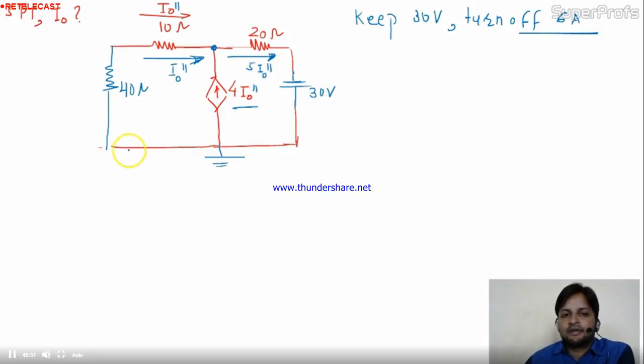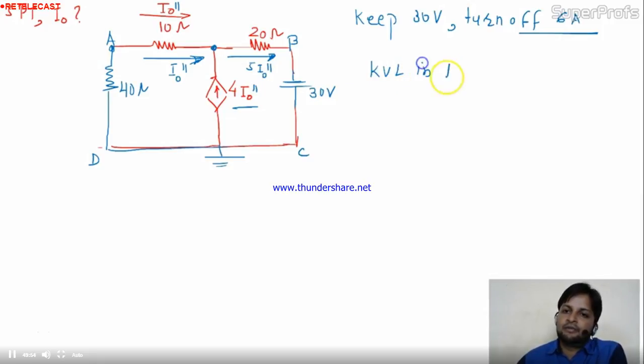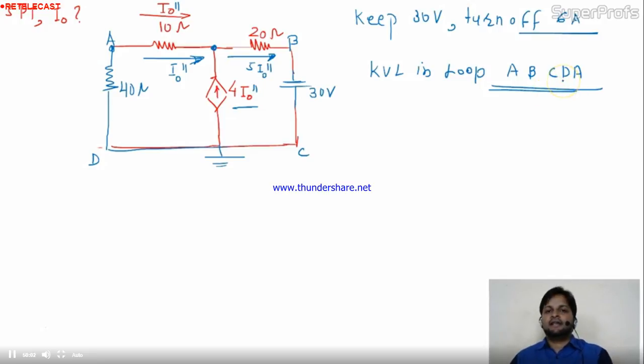Is it okay? So can I apply the KVL in this entire loop A, B, C, D? I'll apply the KVL in loop A, B, C, D, A. I can apply the KVL in any mesh or loop, whatever I want. Okay. So if I apply the KVL in this entire loop, I have only the value of I naught unknown. See how?